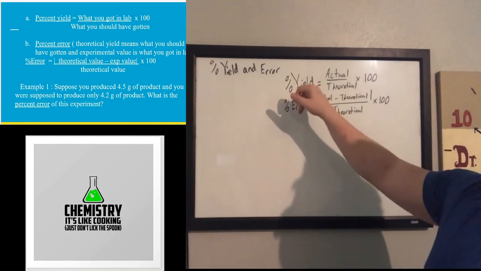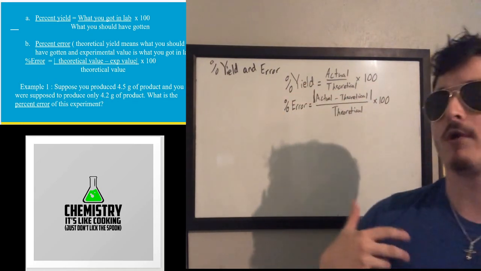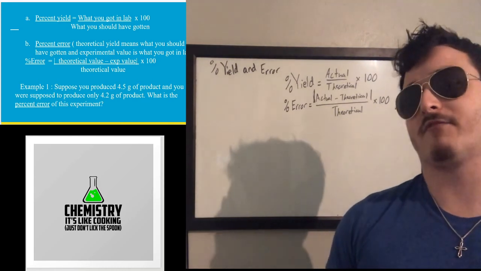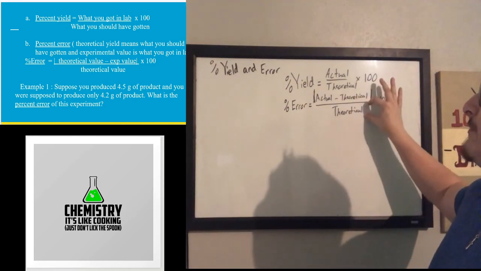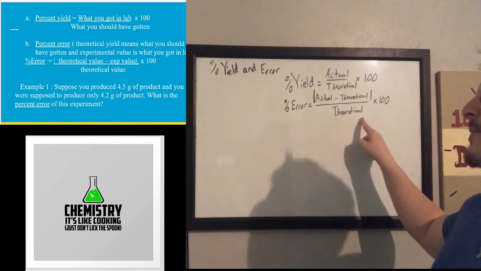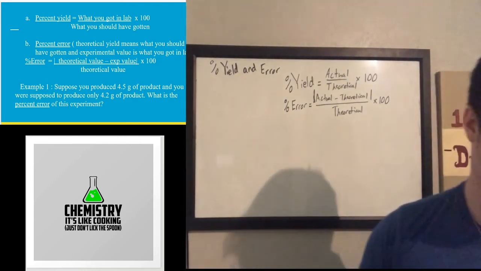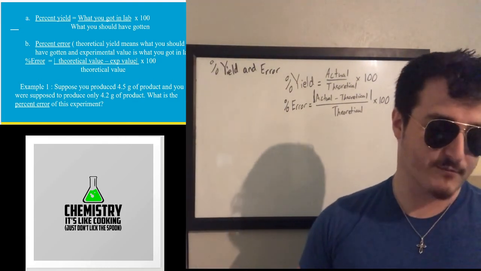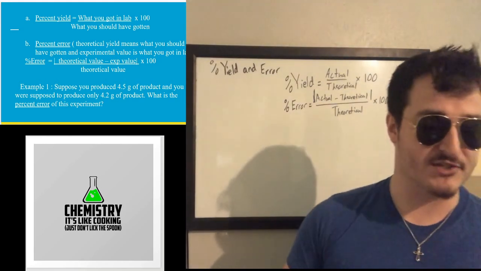Notice in the percent error equation, we have absolute value bars on the top, so it doesn't actually matter what order you put the numerator of the fraction in, because it's always going to result in a positive value. The only thing that you can do to mess this up is if instead of putting the theoretical value on the denominator, you put the actual value in the denominator. So let's look at example 1 in your notes. Suppose you produce 4.5 grams of product, and you're supposed to produce only 4.2 grams of product. What is the percent error?